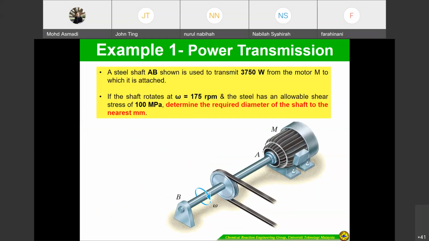Steel shaft AB shown is used to transmit 3750 watts from the motor, which is attached to this one, AB. The shaft rotates at angular speed omega. It has an allowable shear stress of 100 megapascal, this one, tau allowable.